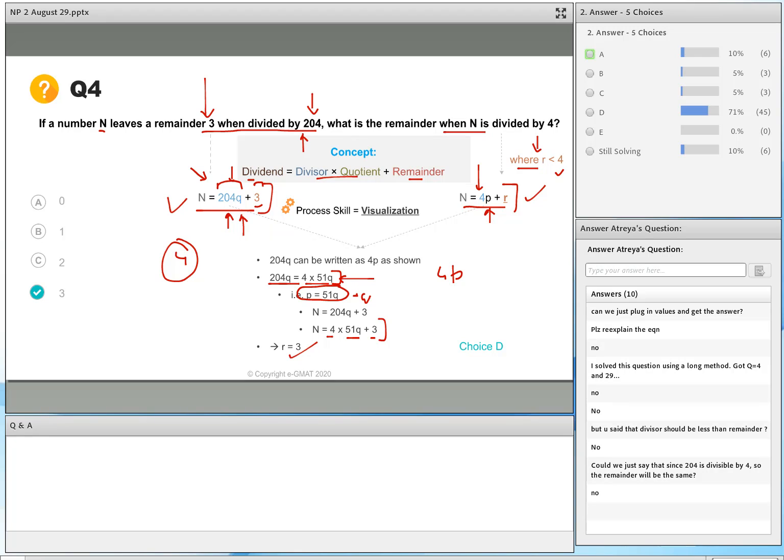But you said the divisor should be less than the remainder. Divisor is never less than the remainder. The remainder is less than the divisor, right? When you divide 10 by 7, can you expect a remainder which is equal to, let's say, 8? No, right? Remainders are always lesser than the divisor. Please keep that in mind. I hope this is clear to all of you.